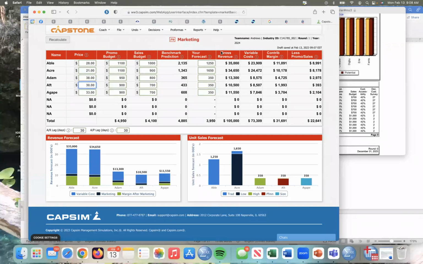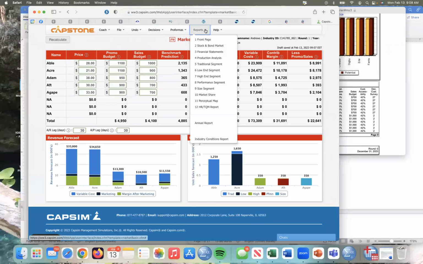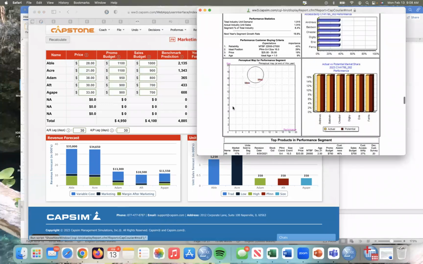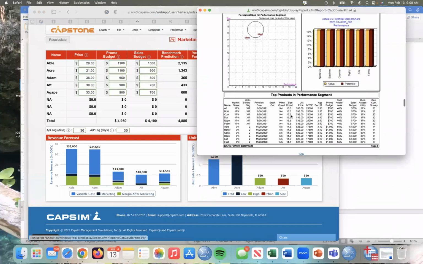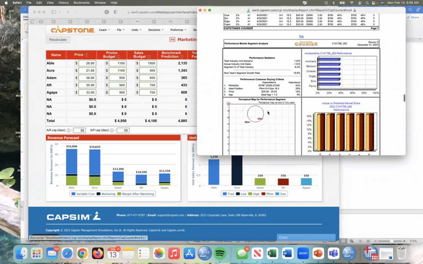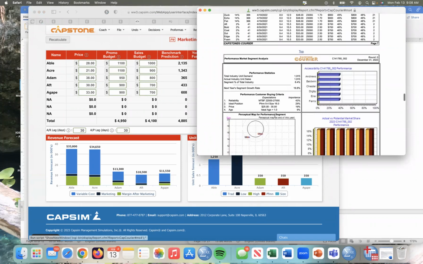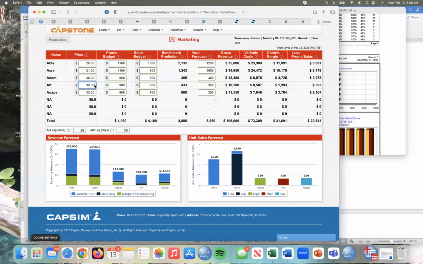For aft, let's go up. I'm going to look at my report for aft first, and looking at the ideal price range, it's 25 to 35. So let's go up for aft. Let's go up to 32.95 for that price, because we did increase our promotion budget.